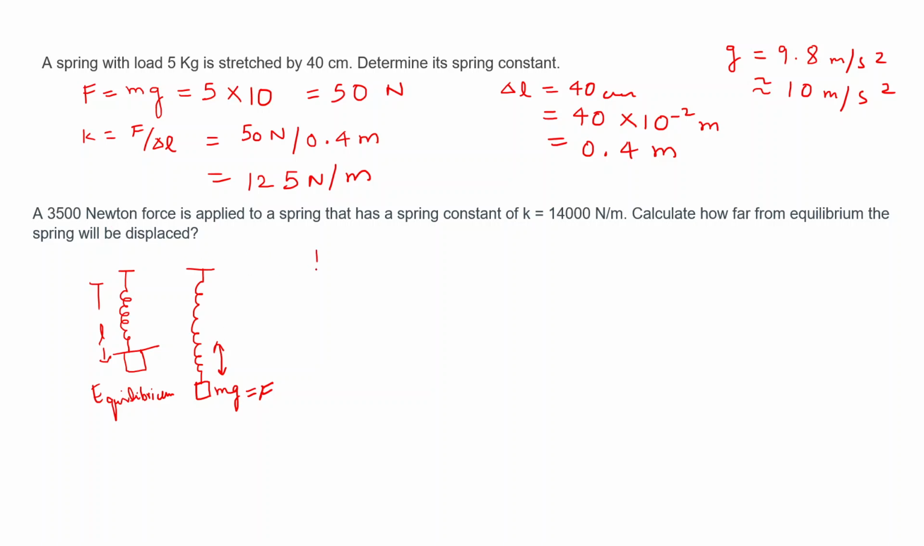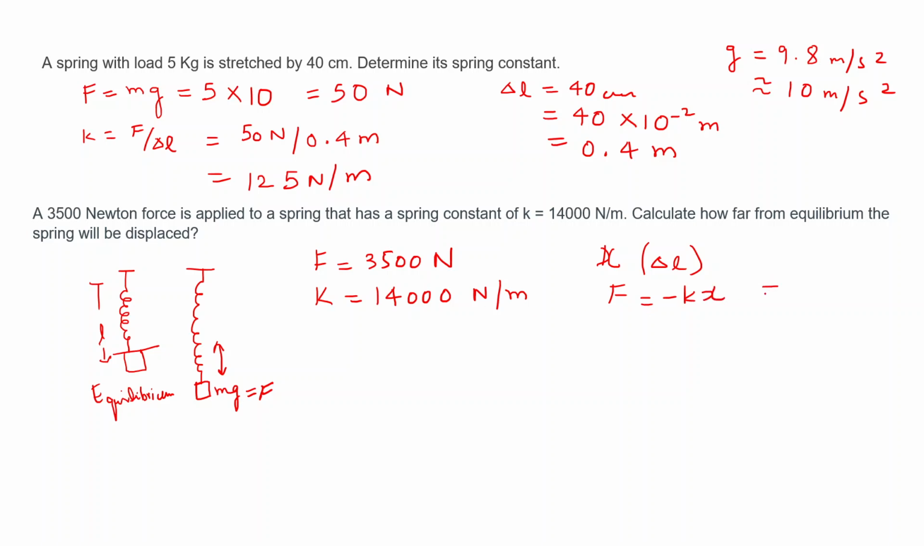So the force applied is 3500 Newton, and the spring constant is given to be 14,000 Newton per meter. Calculate how far from equilibrium the spring will be displaced. That means we have been asked to calculate this x, or delta L. We know F is minus kx.